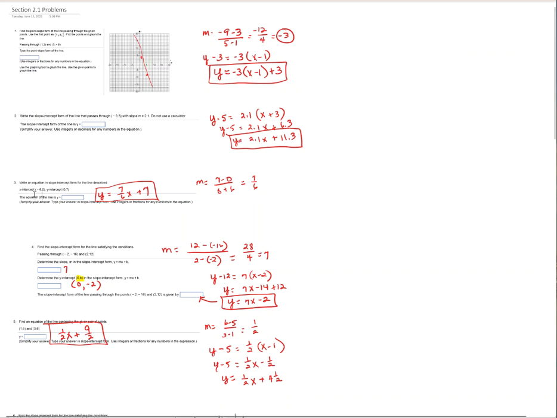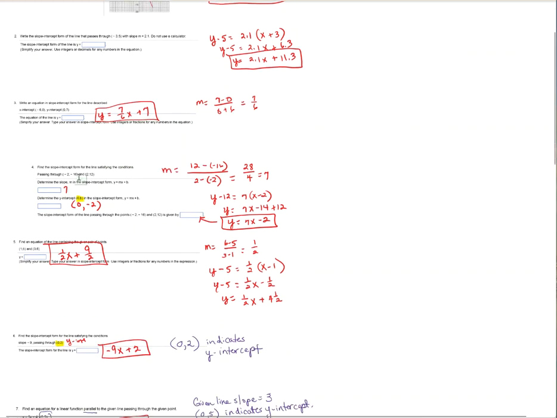Number 3, you are given the x-intercept and the y-intercept. So you need to go ahead and find the slope with those 2 points. I've done that here, 7 minus 0 over 0 minus negative 6, which is 0 plus 6. So you have 7 over 6. So there's your m. You know your y-intercept is 7 because you're given that there. So it's y equals 7/6 x plus 7.